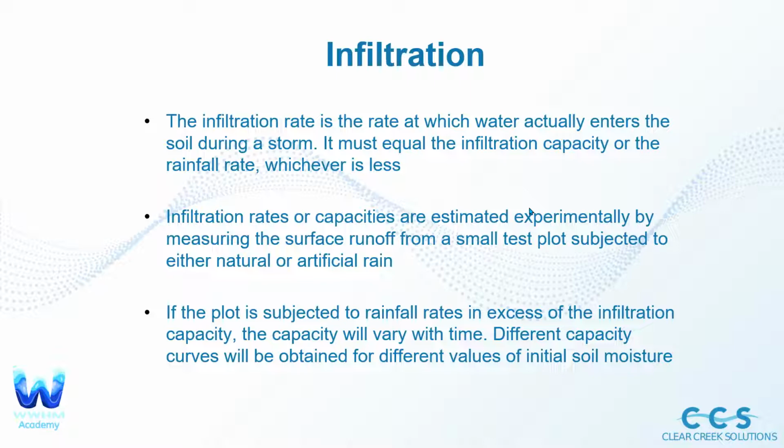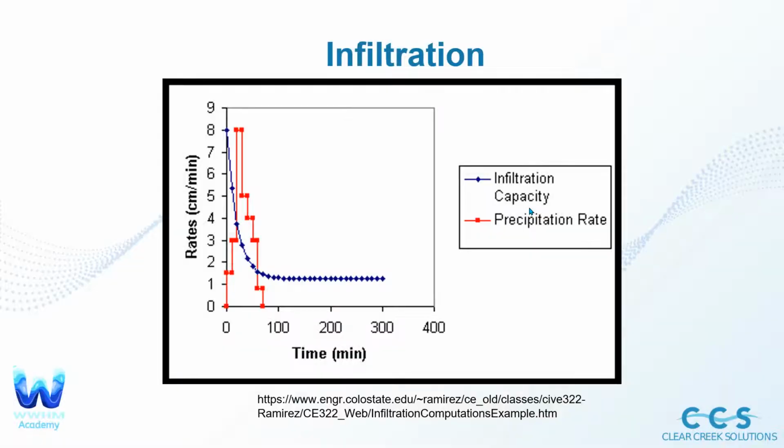If the plot is subjected to rainfall rates in excess of the infiltration capacity, the capacity will vary with time. Different capacity curves will be obtained for different values of initial soil moisture. So if we think about our curve, which I'll show you soon, and it begins to rain early in the process, more of that water is going to infiltrate because there's less water taking up the open pore space. But as we continue to pour water on it, more of that space is taken up, and we're going to get less and less infiltration over time, especially if the soil was saturated before the stormwater event occurred.